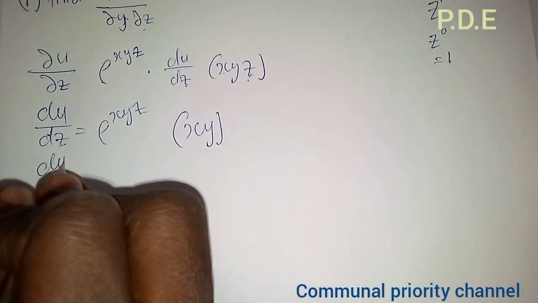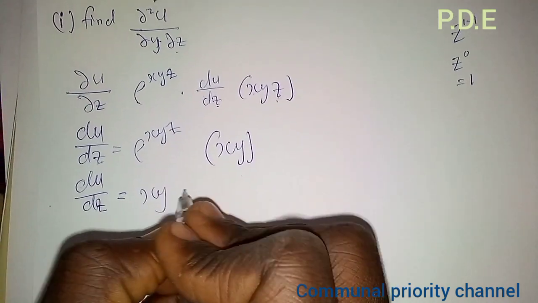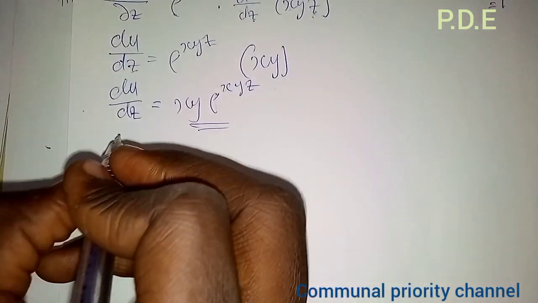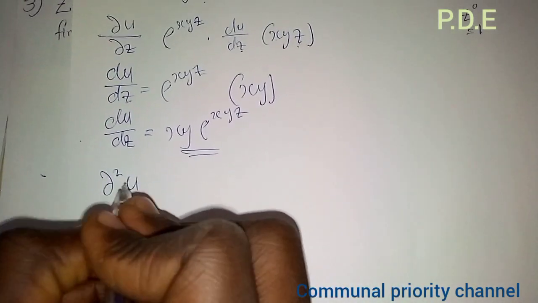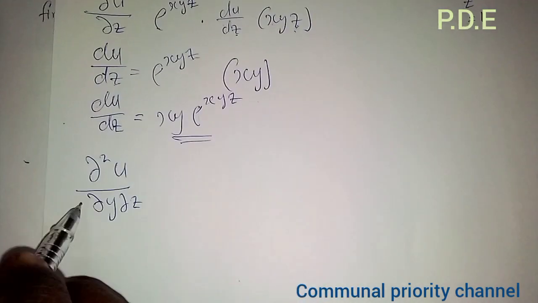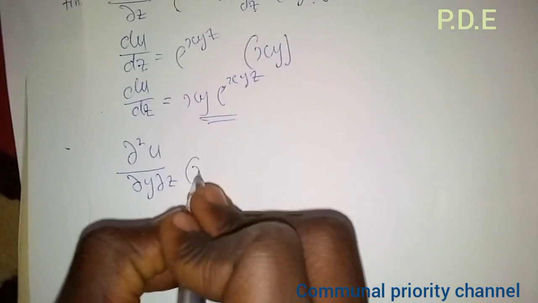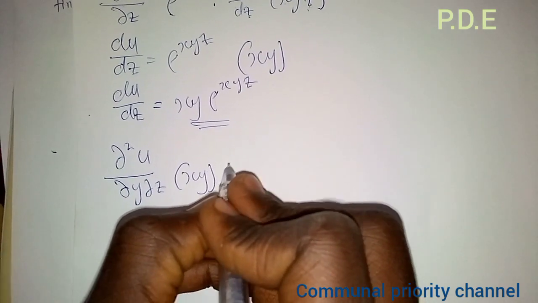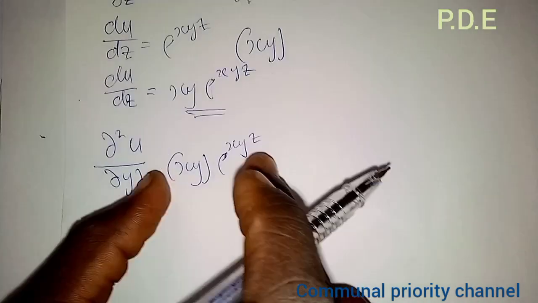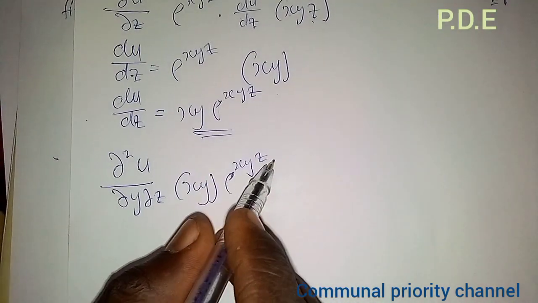So therefore, now our du over dz will be equal to, this will multiply this one to be xy e to the power of xyz. So now our d square u over dy dz. If you say d square u over dy dz, we are going to differentiate the value we got here, which is xy, and exponential xyz is the value we got in this one. So therefore, our del u over del z will be equal to differentiation of this.